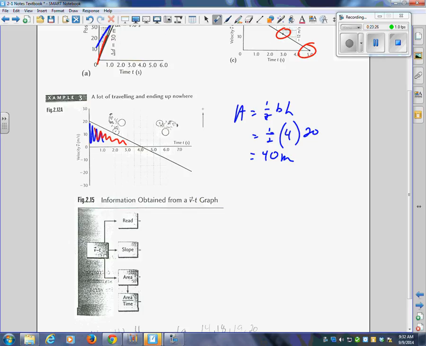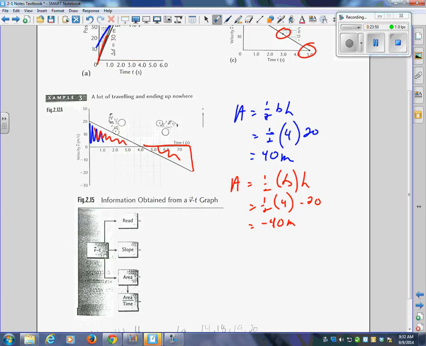On the negative side down here, what's the area? 1/2 the base times the height. The base is from 4 to 8 seconds, so the base again is 4, and the height is minus 20. So they came down the hill minus 40 meters.